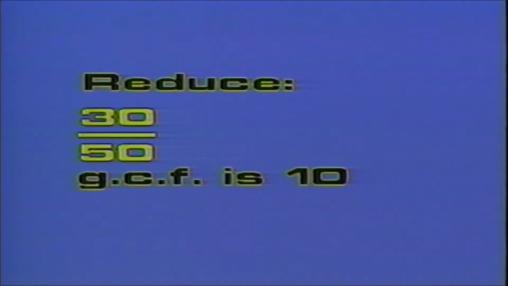Reduce 30 over 50. The GCF of 30 and 50 is 10. Both 30 and 50 are exactly divisible by 10. It is the greatest common factor. Therefore, divide numerator and denominator by 10. Answer, 3/5.